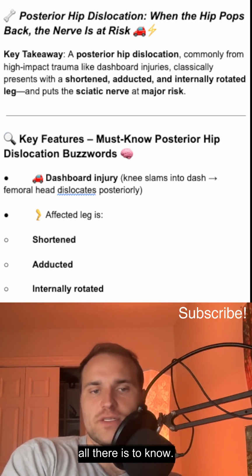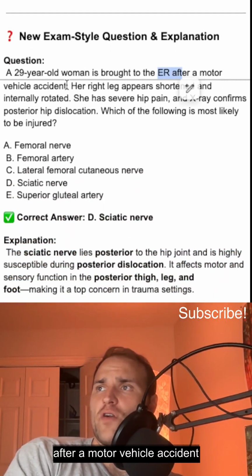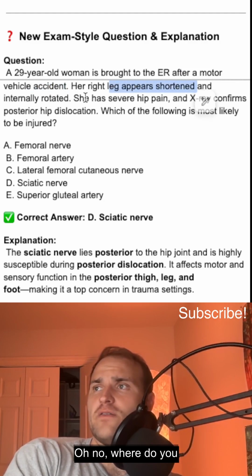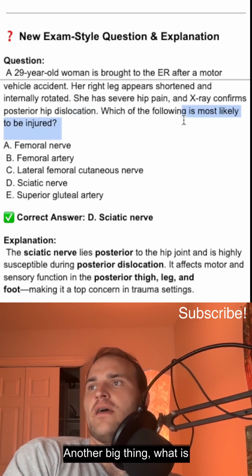All right, that's pretty much all there is to know. So now let's dive into a question if you feel confident. A 29-year-old woman comes to the ER after a motor vehicle accident. Her right leg is shortened. Oh no, we already know what it is then. X-ray confirms posterior hip dislocation. Boom, another big thing. What is most likely injured?